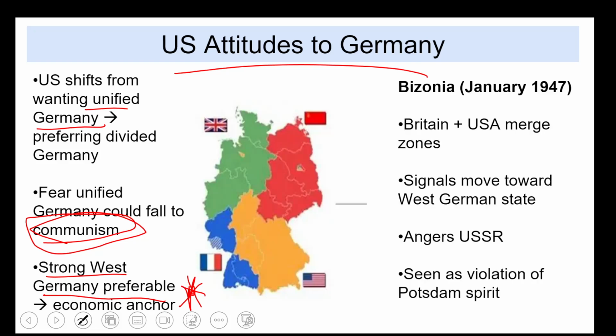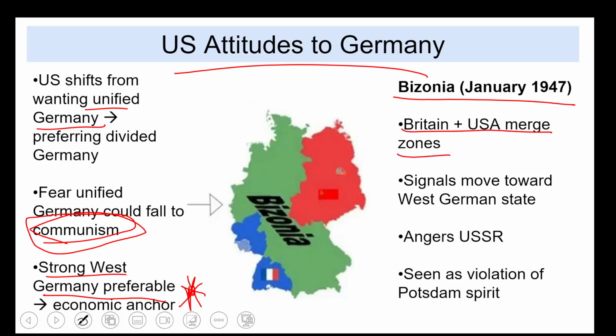So then what happens? Well, then we get the formation of Bizonia in January 1947, which is when Britain and the USA merged their zones. And if my animations are working correctly, wowzers, look at that. We've got the direct transition from this to this integration and move towards a kind of single zone between Britain and the USA, and that is a signal towards a West German state.